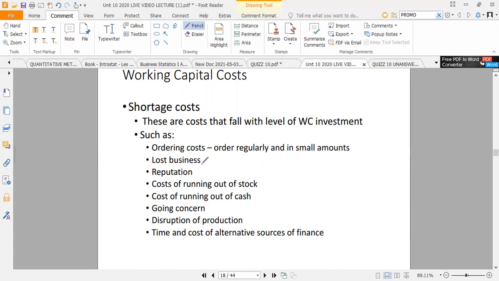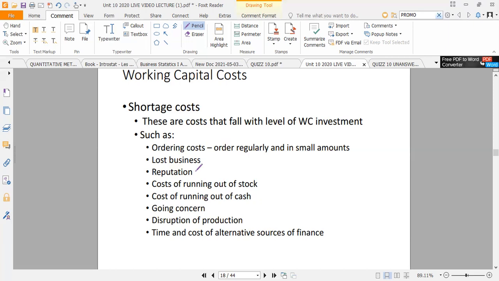Okay, so there's also what we call the lost business. When there's a shortage in the supply of materials, you may lose what we call goodwill or reputation. For instance, you're in the business of selling scones or cakes, and people keep coming to your organization and you don't have it. The cost of you not having the commodity that they need will end up costing the firm its reputation. Eventually, they'll think you are never having it.